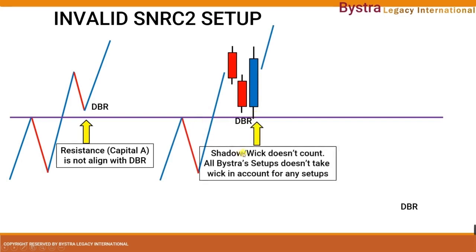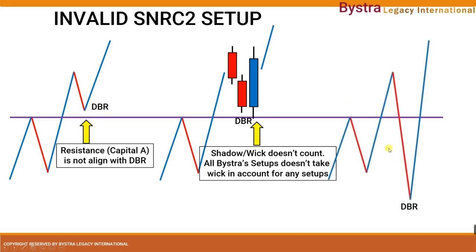Now remember guys, in all the buy straw setups, we do not take the shadow or the wick as any setup at all. Okay, never take the wick or the shadow into account for any buy straw setup. Okay guys, so even though the shadow touches here, no, it doesn't count. It must always be the body of the candlestick. In this case, the resistance A is not aligned with the entry point, which is the drop base rally.